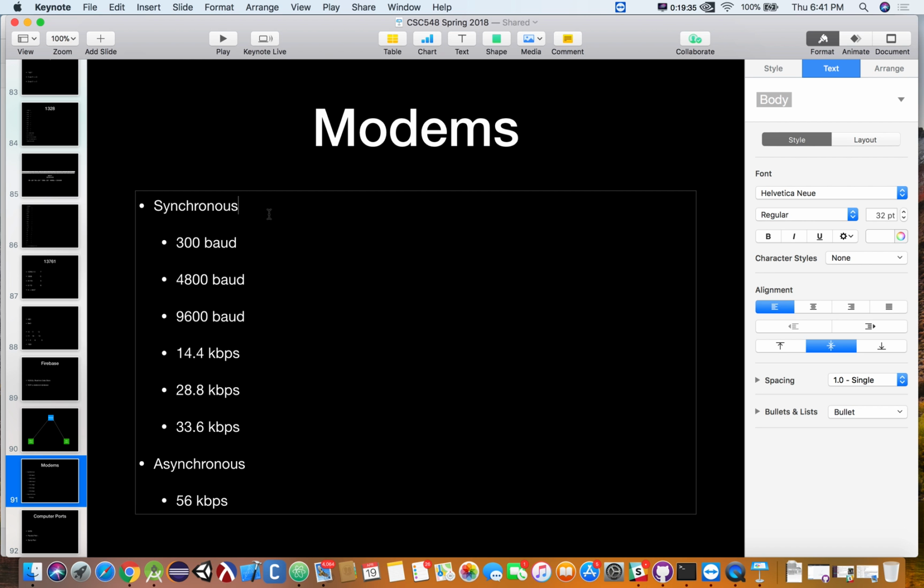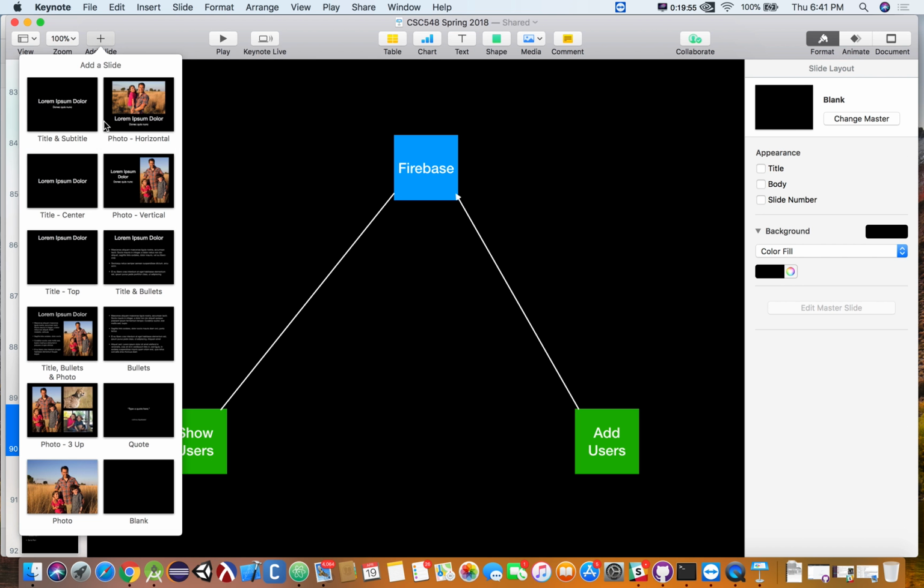Synchronously transferred data means same speed, upload and download, or up and down. Same speed both directions. Asynchronous means different speed, upload and download. We go even a little bit before that.